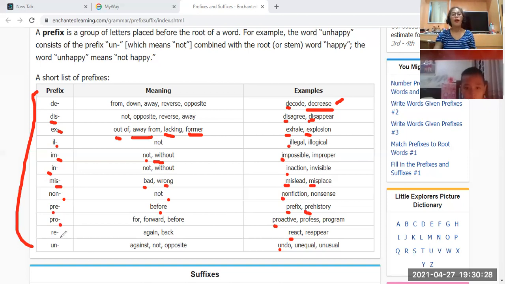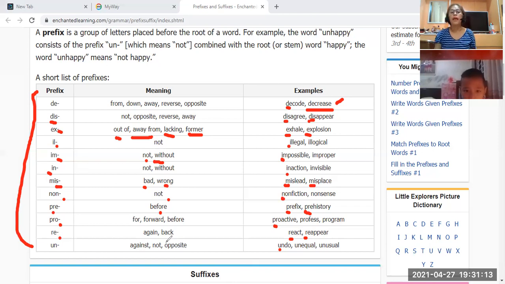Another one is re. What do you mean by the prefix re? Re means again, or back. For example, react and reappear.